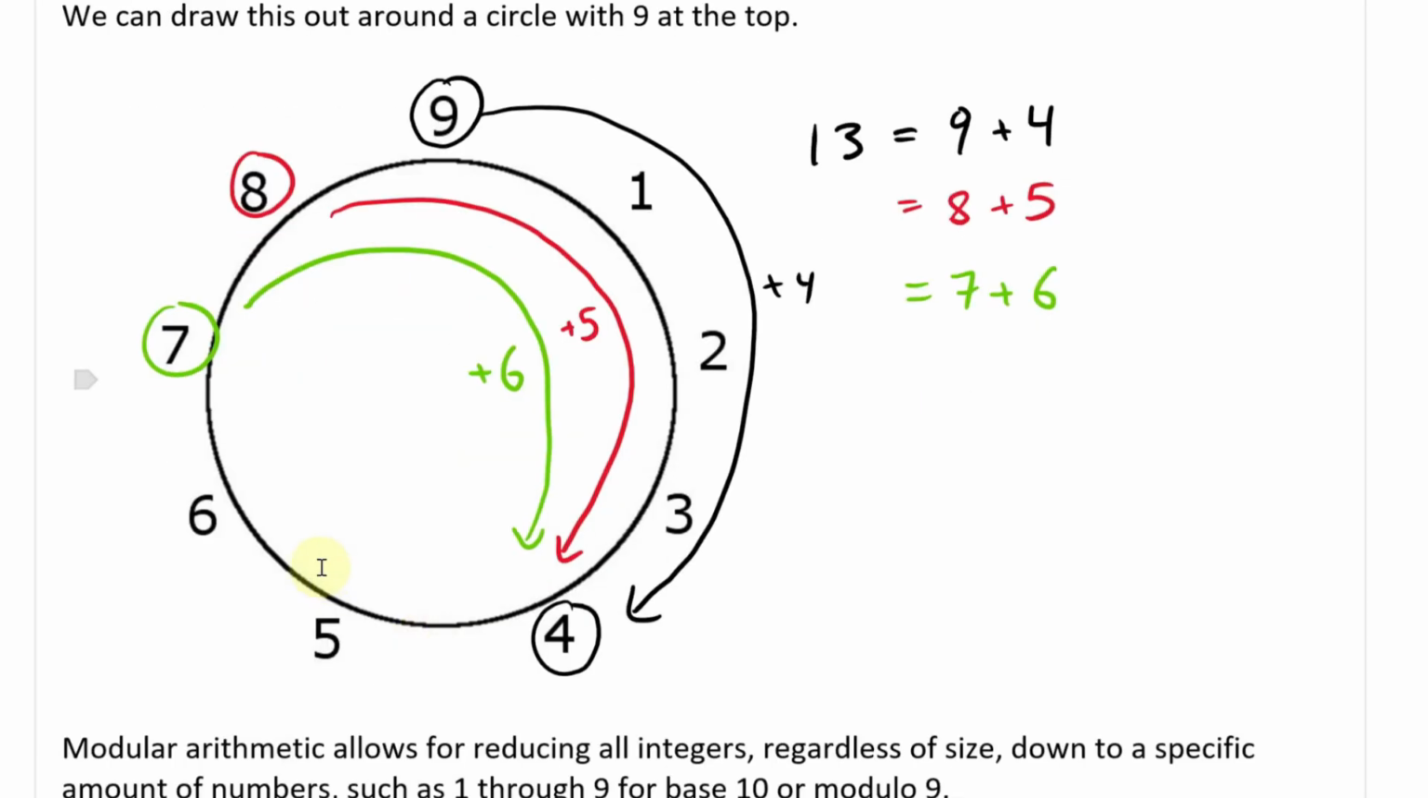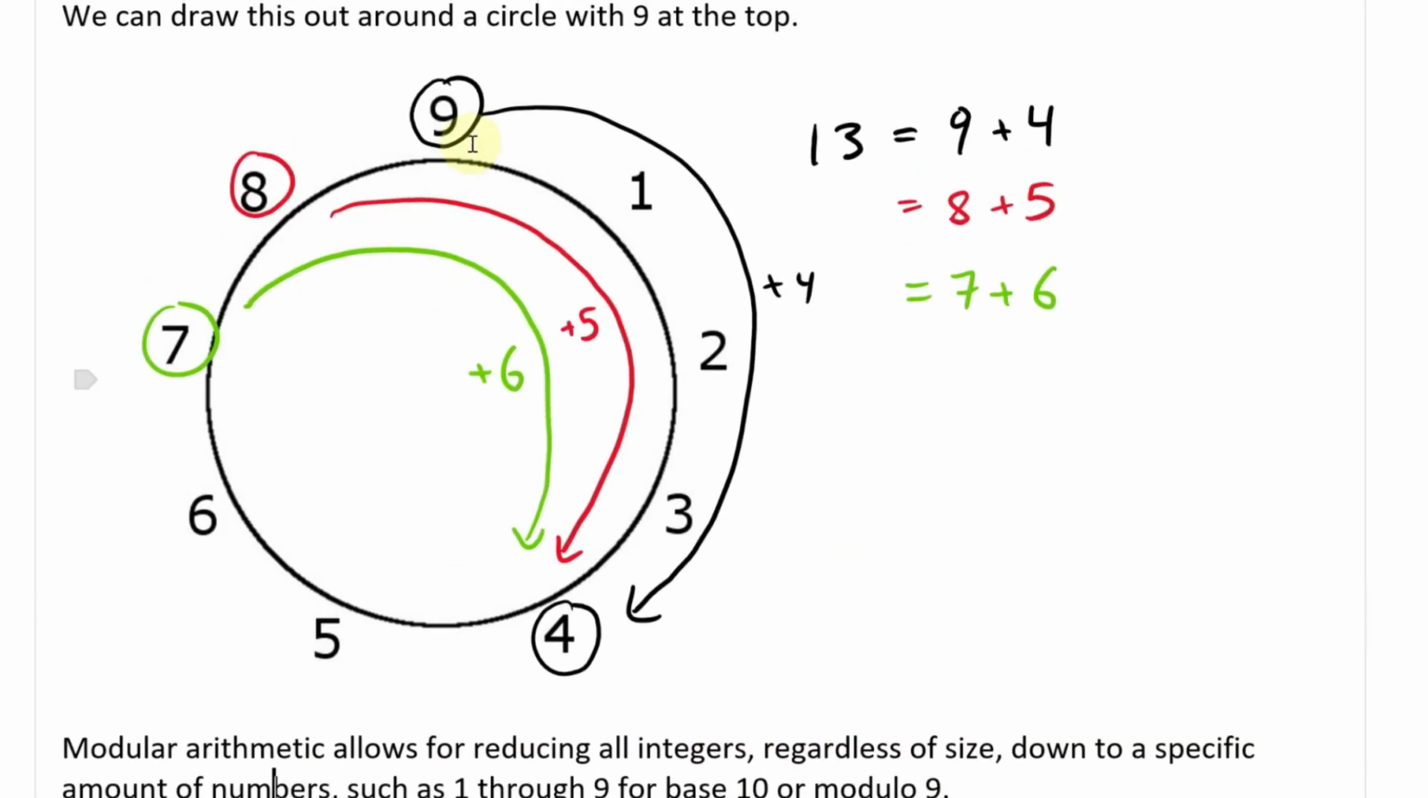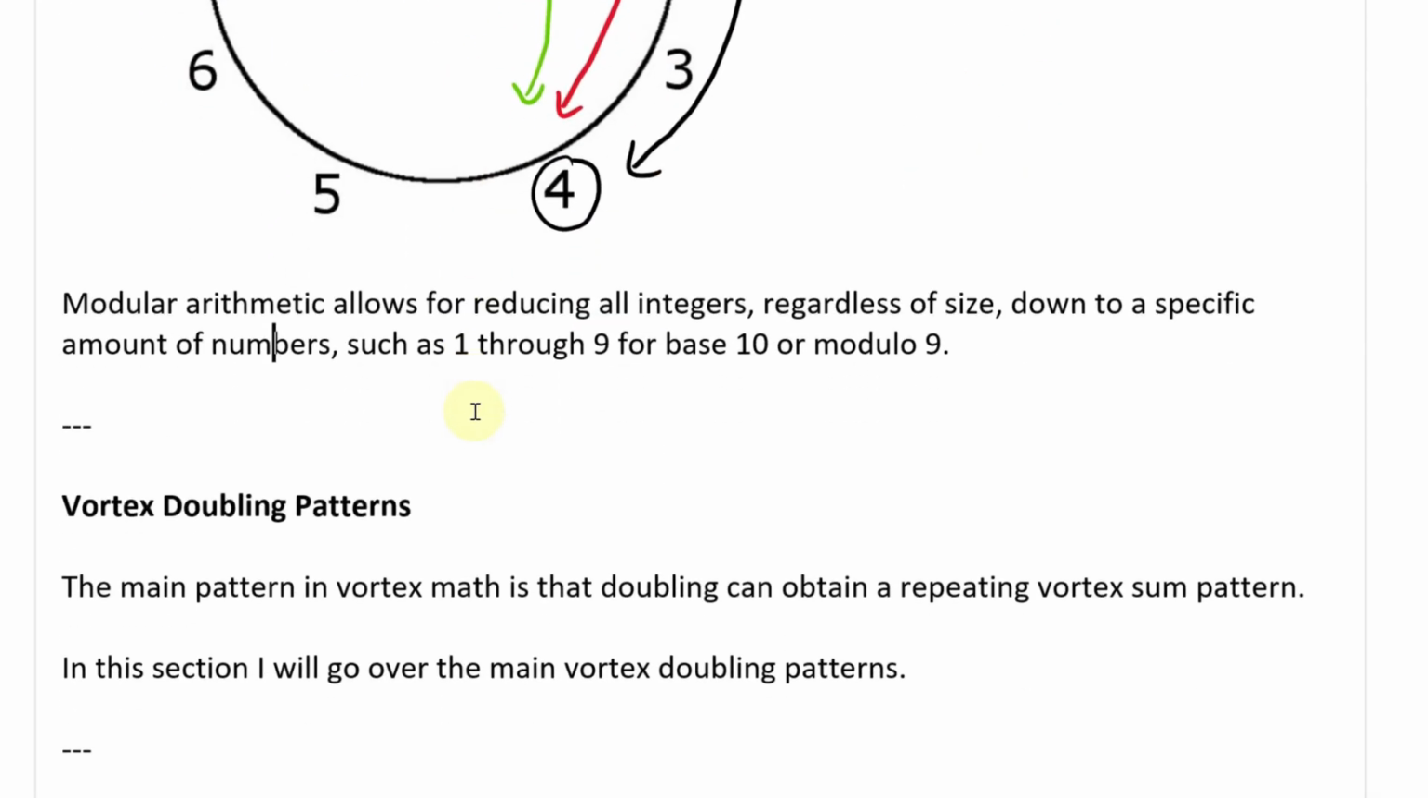Thus, what we have is that modular arithmetic allows for reducing all integers, regardless of size, down to a specific set of numbers, such as 1 through 9 for base 10, or modulo 9. This is the main idea: we reduce any number, like 13, to the number 4 on this modular arithmetic clock.